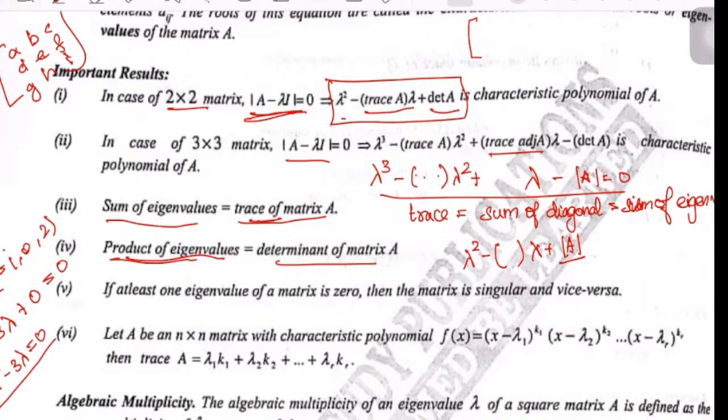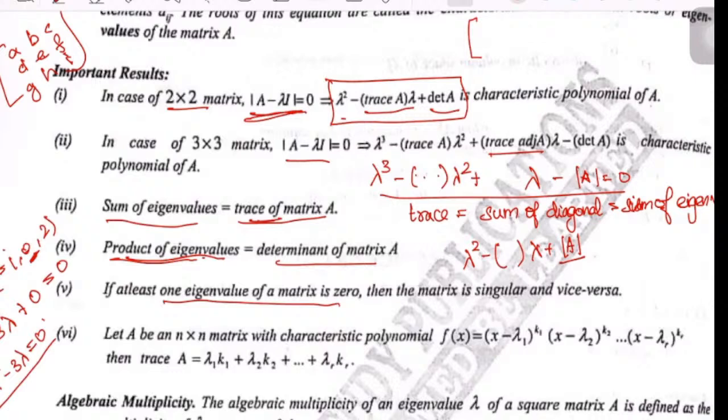They might give 3 eigen values or any number of eigen values and they might ask the characteristic equation. If at least one of the eigen value is 0, then the matrix is singular and vice versa. If one of the eigen value is 0, what we will get? Product of eigen values will be 0.